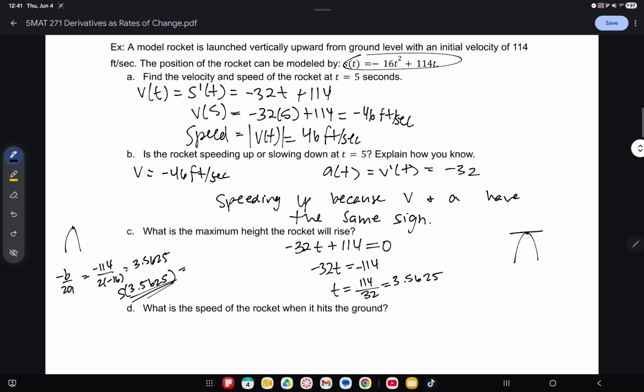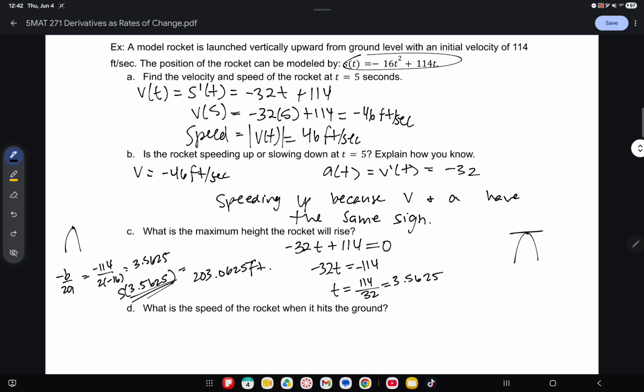So either way, we're plugging that into the position. So 3.5625 squared times negative 16 plus 114 times 3.5625, which gives me 203.0625 feet.